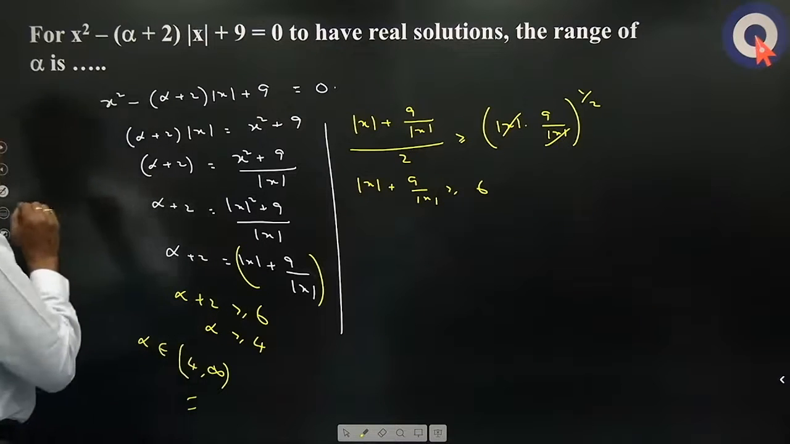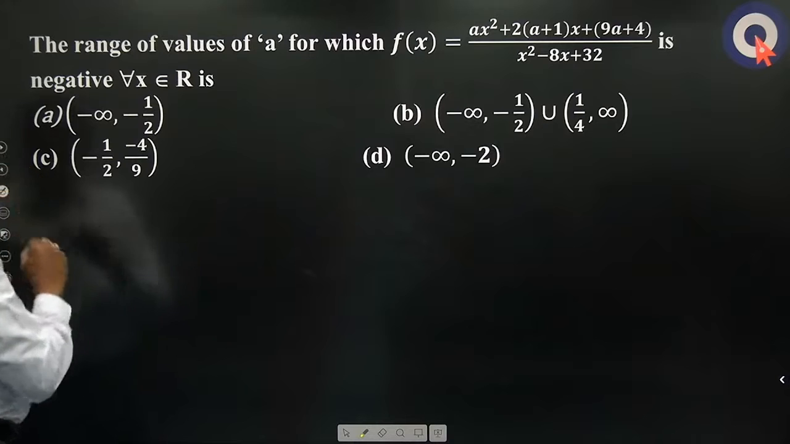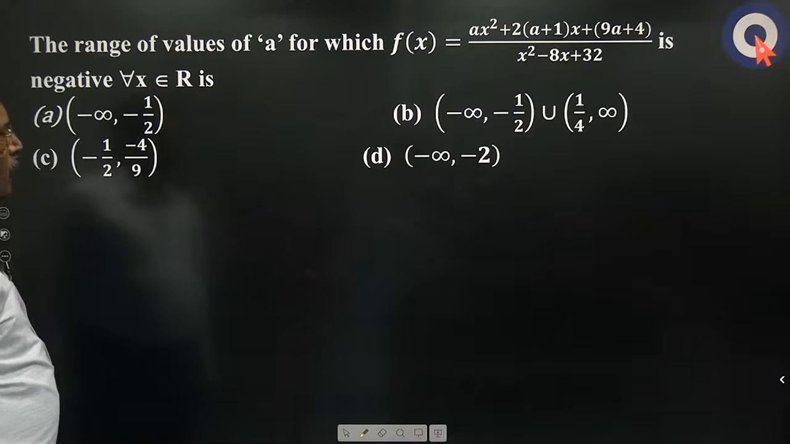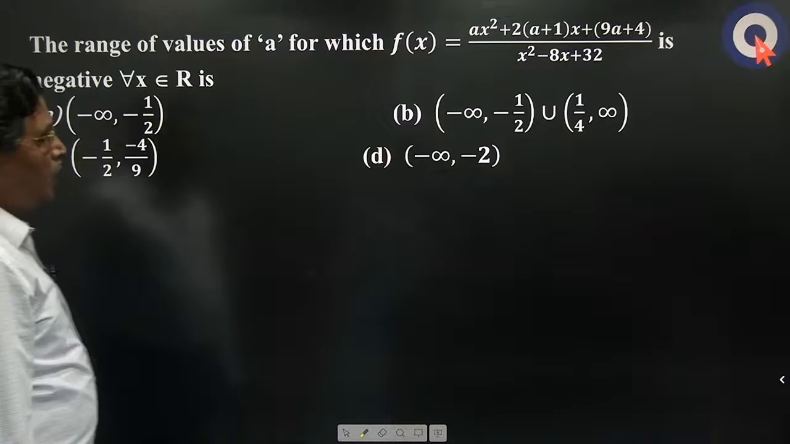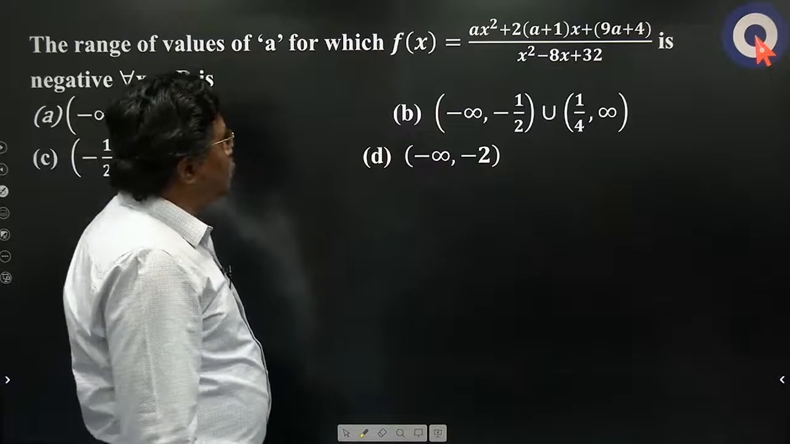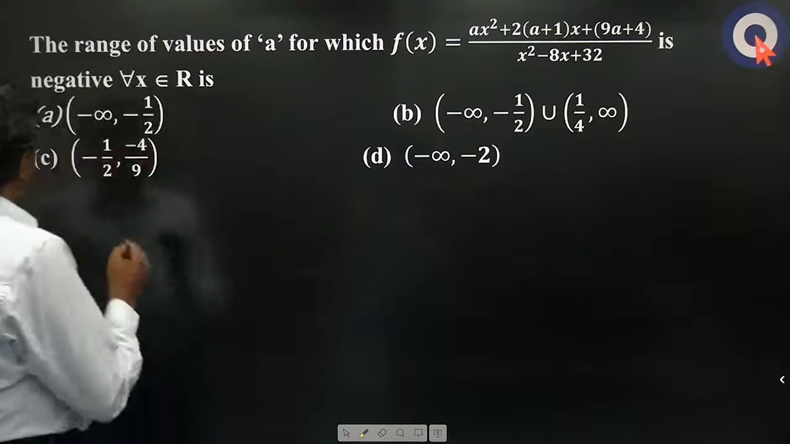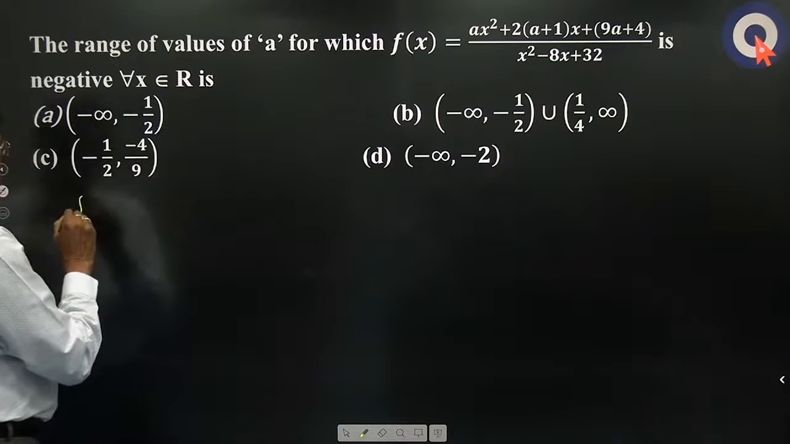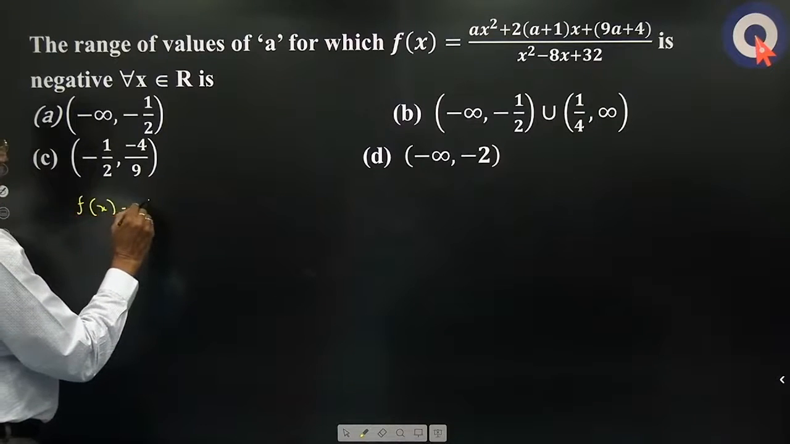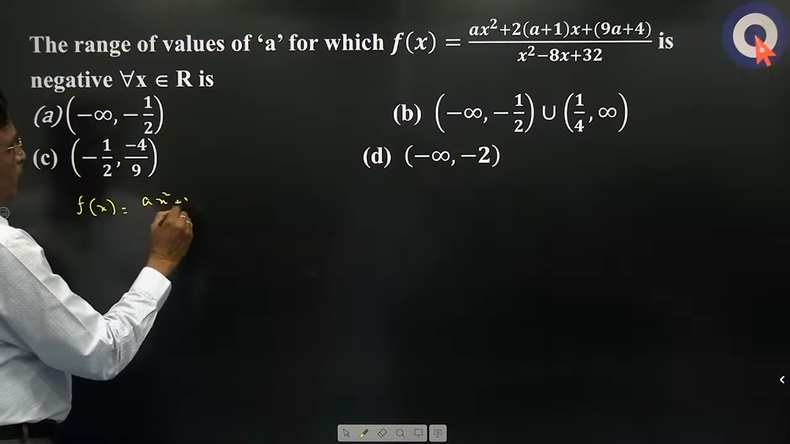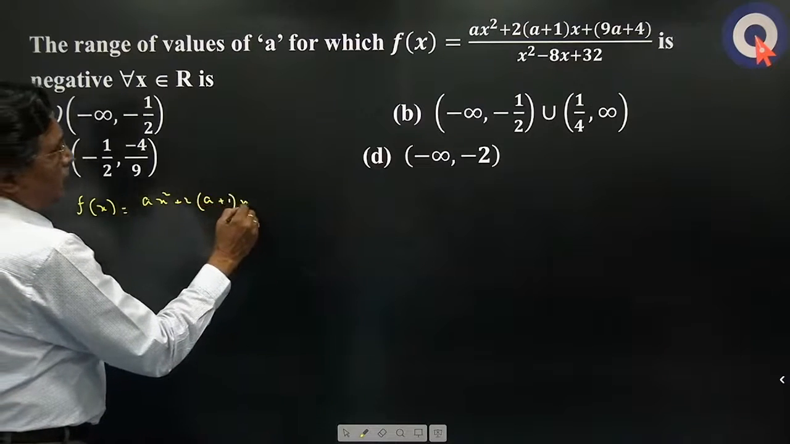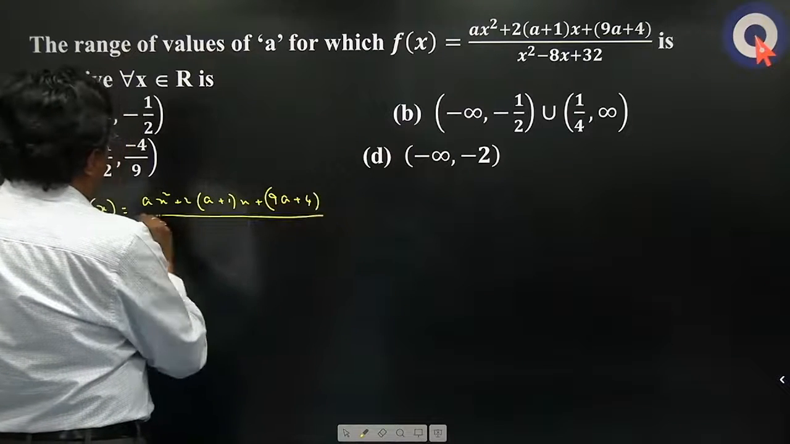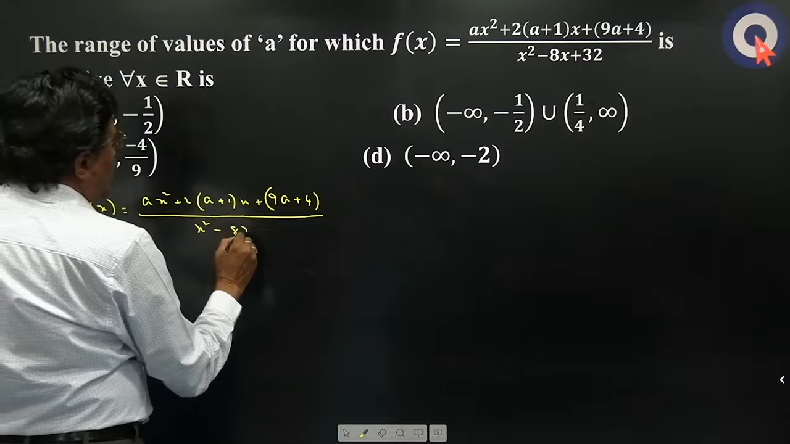So, next one, the range of values of a for which f(x) is equal to (ax square plus 2 into (a plus 1) into x plus 9a plus 4) by (x square minus 8x plus 32). Simple problem. See here, f(x) is equal to (ax square plus 2 into (a plus 1) into x plus 9a plus 4) by (x square minus 8x plus 32).